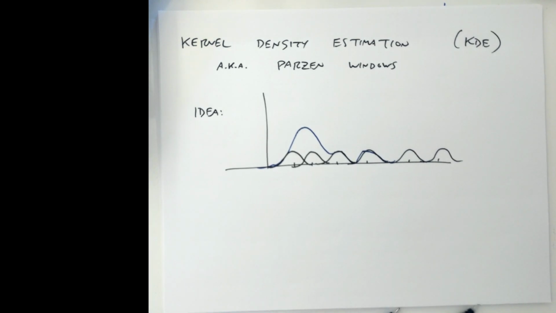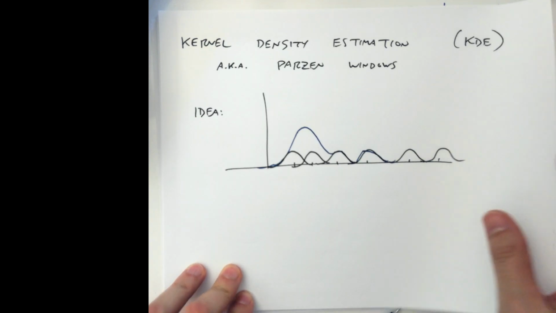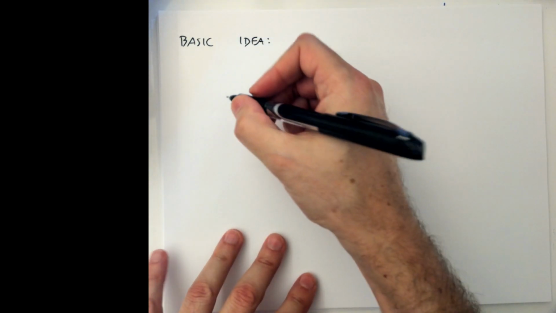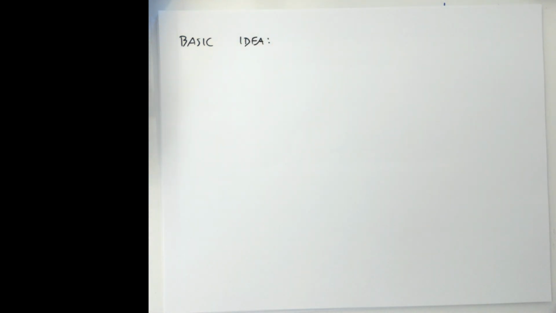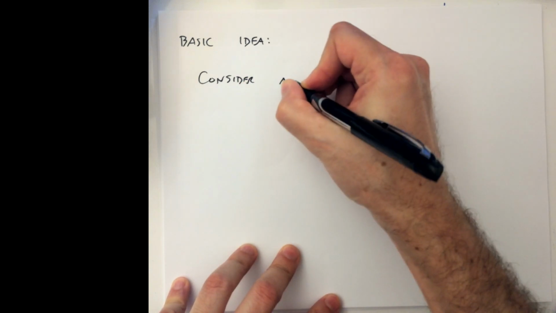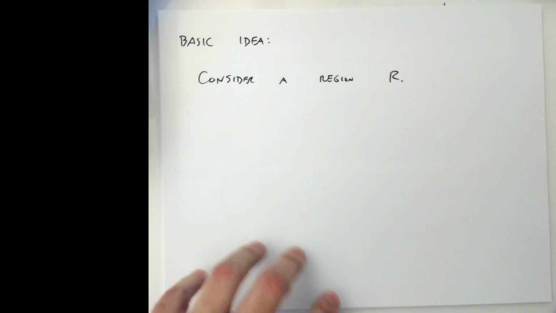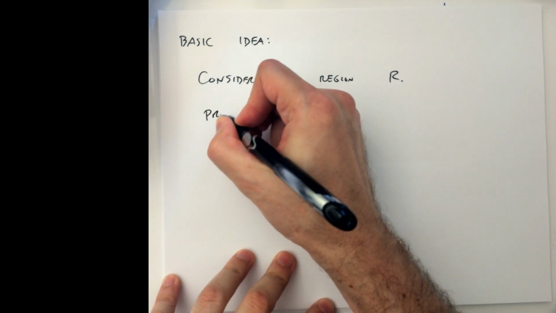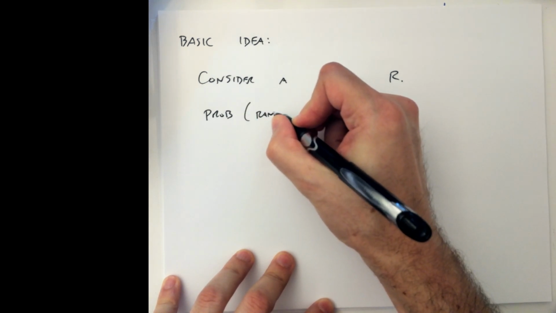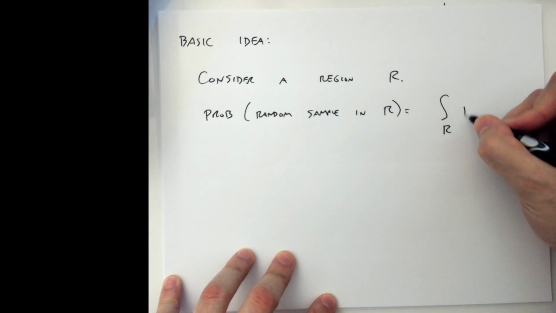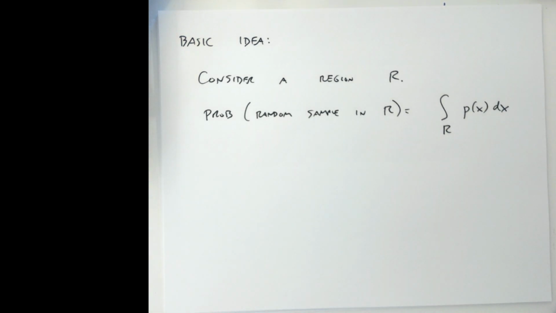Okay, so backing up, let's talk about it from first principles. The basic idea is, let's consider, and this is going to be arbitrary dimensional space, not just one dimensional, a region R. The probability that my sample falls within that region is given by integrating over that region the PDF. Let's call that P.